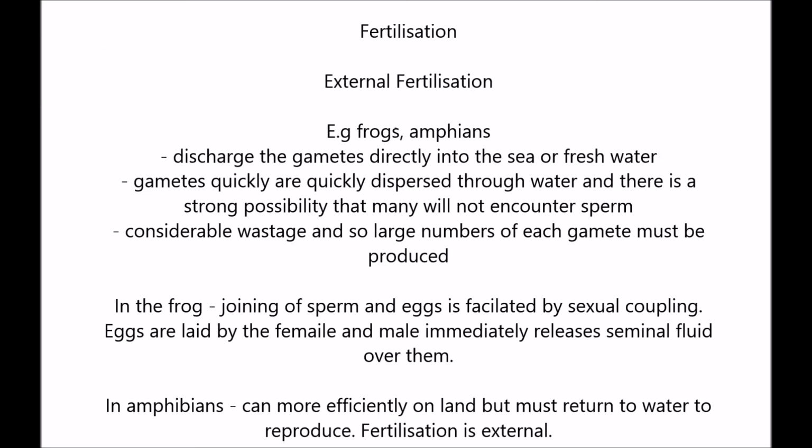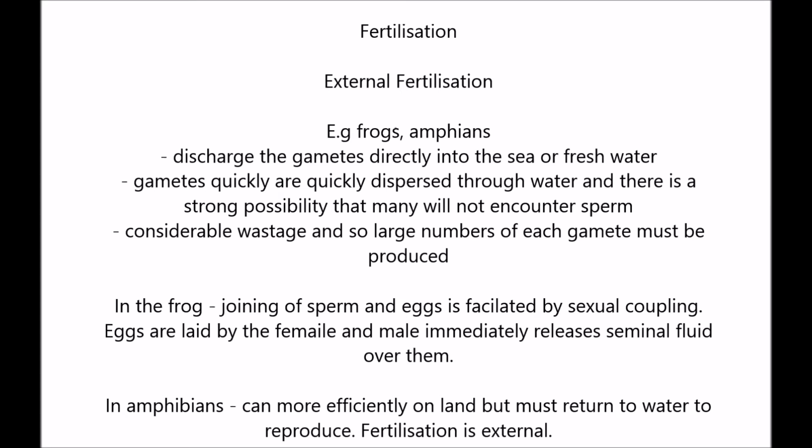Fertilisation. External fertilisation, such as in frogs and amphibians. They discharge their gametes directly into the sea or fresh water. Gametes are quickly dispersed through the water, and there is a strong possibility that many will not encounter sperm. There is considerable wastage, and so large numbers of each gamete must be produced.